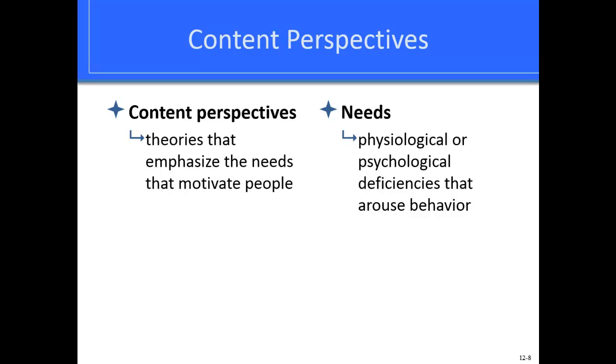Now we'll look at section 2, which is over content perspectives on employee motivation. Content perspectives, also known as need-based perspectives, are theories that emphasize the needs that motivate people. Needs are defined as psychological or physiological deficiencies that arouse behavior. Needs are influenced by environmental factors. They can carry over time and from place to place. In the text, we talked about, and you've probably heard this in other disciplines as well, Maslow's hierarchy of needs theory, in which we have 5 levels of human needs.